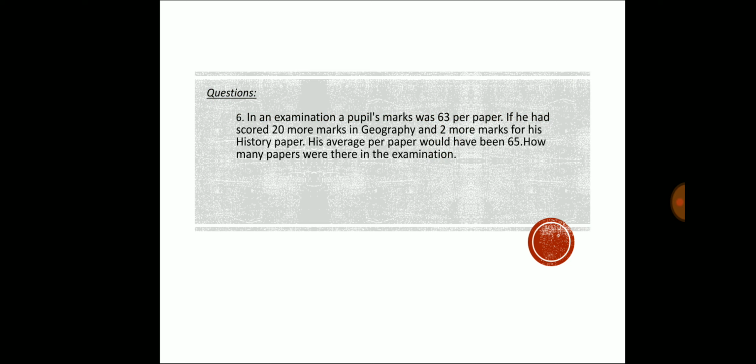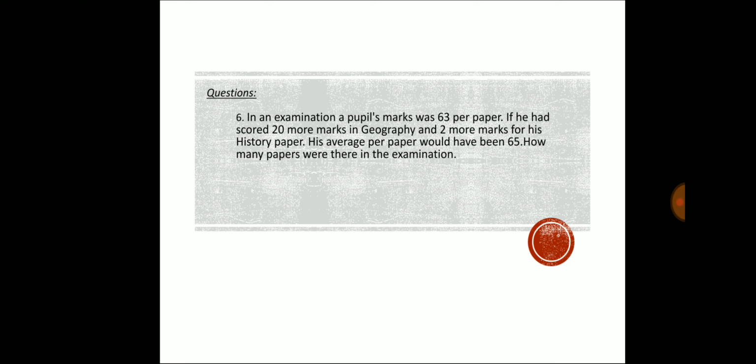Very simple. We know average is any total value that is divided among all the number of items present. In the examination, a pupil's mark was 63 per paper, which means he has got 63 on average. If he had scored 20 more marks in one subject, geography, and 2 more marks in another subject, history, his average per paper would have been 65, which means his average for the whole exam, whether half yearly or quarterly, would have increased from 63 to 65.